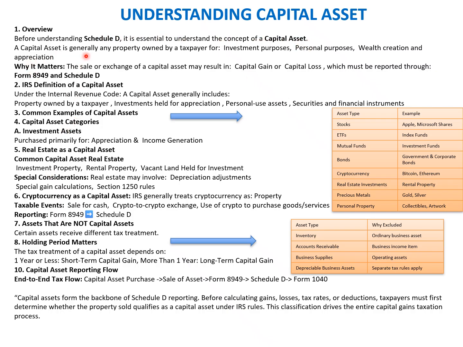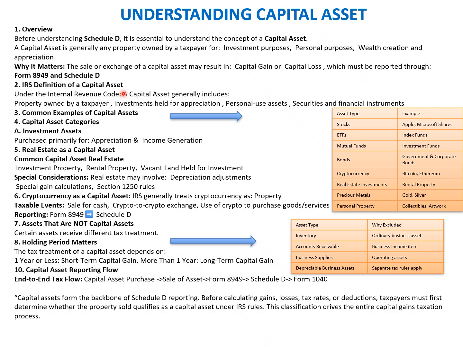A capital asset is generally any property owned by the taxpayer for investment purposes, personal purposes, wealth creation, and appreciation. Typically, a person holds a capital asset because they want to get a gain from the disposal of the asset, as the value gains over a period of time. So the purpose of holding the asset is investment. It can be for wealth creation as well as for personal purposes. The sale or exchange of a capital asset may result in a capital gain or capital loss, which must be reported through Form 8949 and Schedule D.